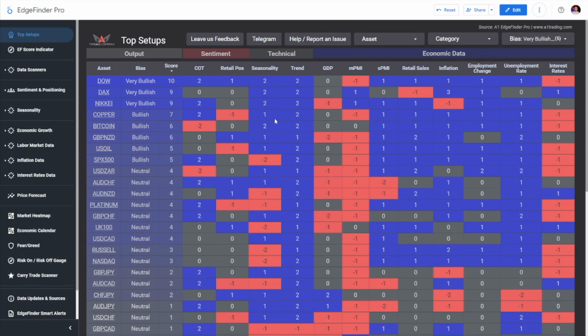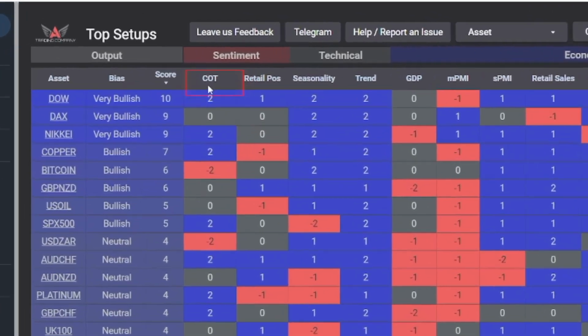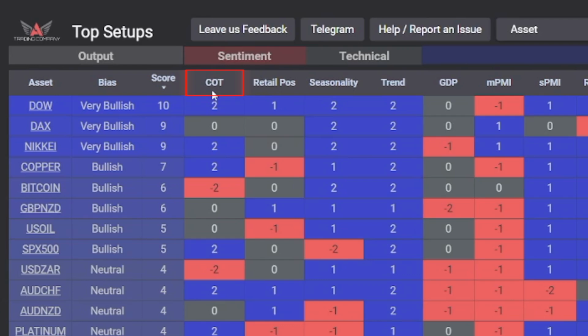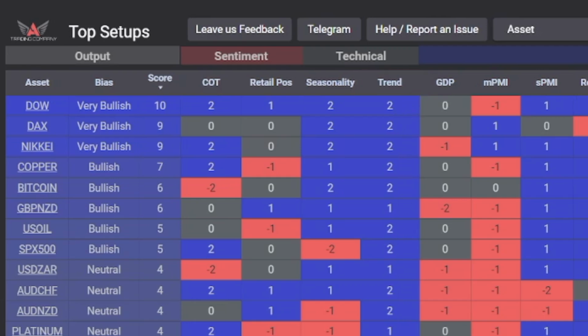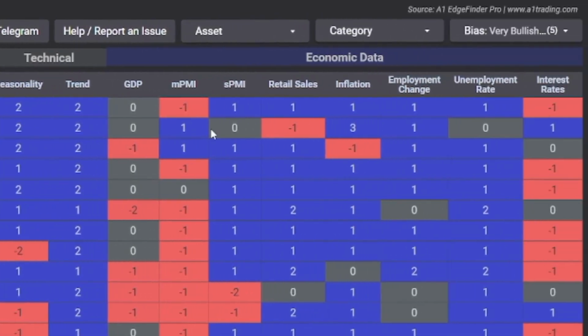To break these columns into categories, we've got our sentiment readings, which are the commitment of traders data, which we'll discuss in a little bit, and our retail positioning. Seasonality is on the technical side, so we look at seasonal trends in the EdgeFinder's output. We look at the overall momentum or technical price action trend to give us a bullish or bearish reading. Then we look at several economic data statistics: GDP, manufacturing PMIs, services PMIs, retail sales, inflation readings, employment change, unemployment rate, and interest rates.